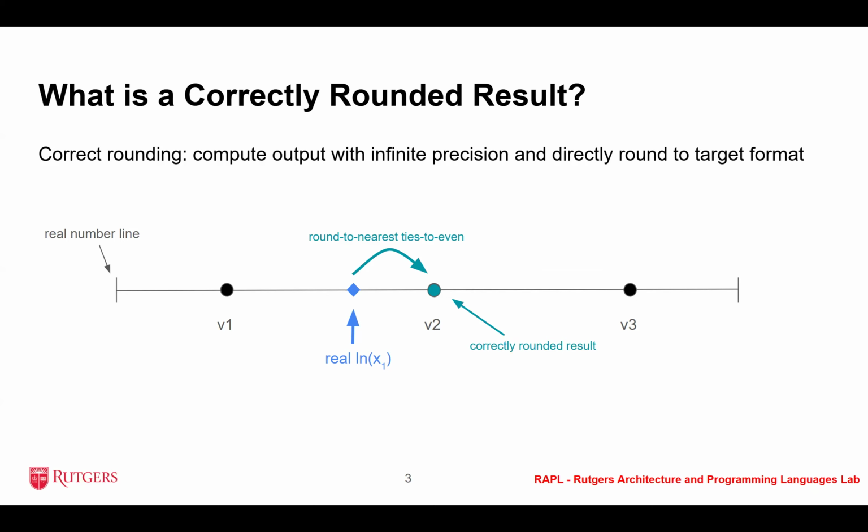A function that can produce correctly rounded results for all its inputs is a correctly rounded function. A math library composed of such functions is a correctly rounded math library, and RLIBM believes that that is the gold standard for reproducible numerical programs.